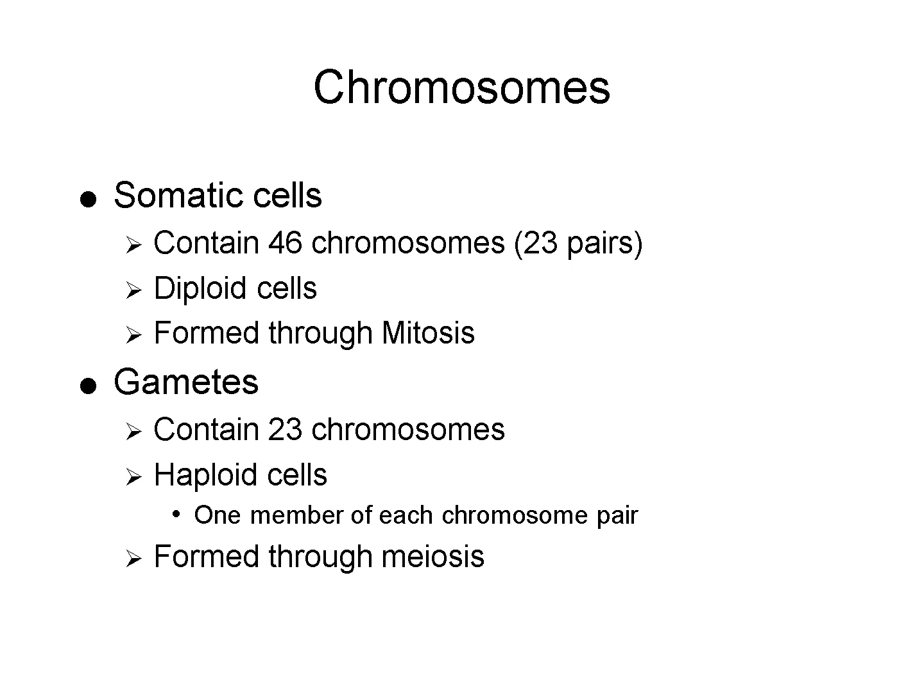On the other hand, gametes are reproductive cells like sperm and eggs. They contain only 23 chromosomes, meaning they are haploid cells, with just 1 member from each chromosome pair. Gametes are created through a different process called meiosis.